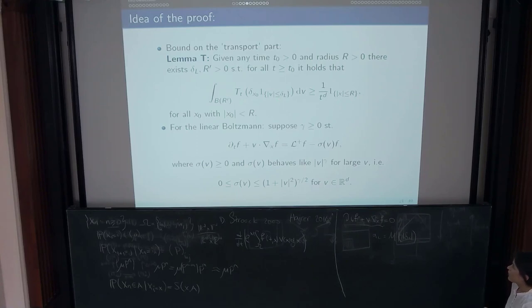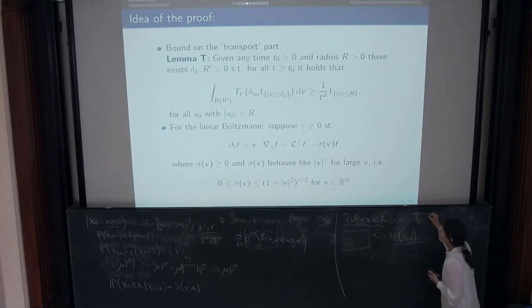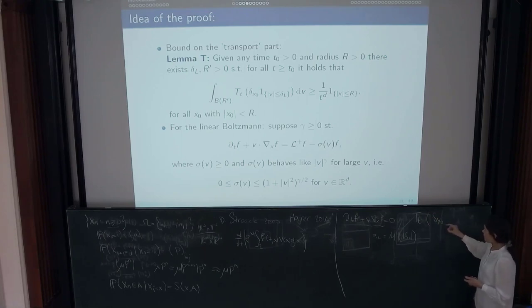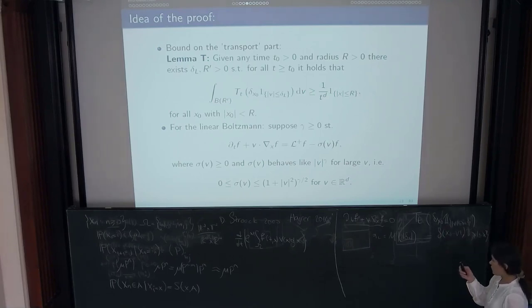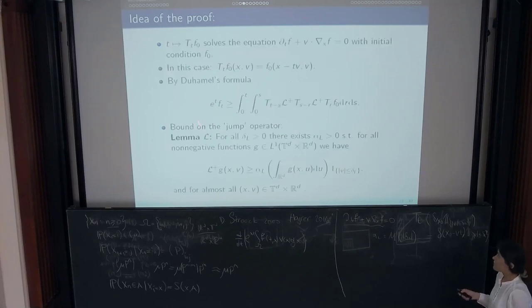So you see here what the transport operator is. We are at x0 in the beginning, with a bounded velocity. The transport moves the position a bit, but the velocity will not change, right? Then if we integrate this in v, we do a couple of changes of variables, and we prove this kind of bound for the transport operator. The combination of these two lemmas will give us the bound for this thing.